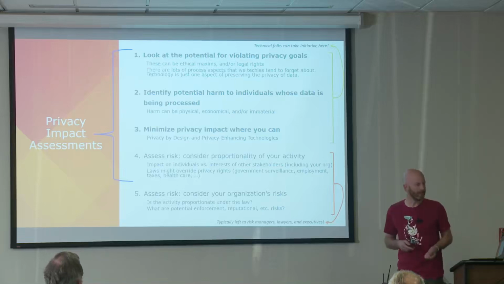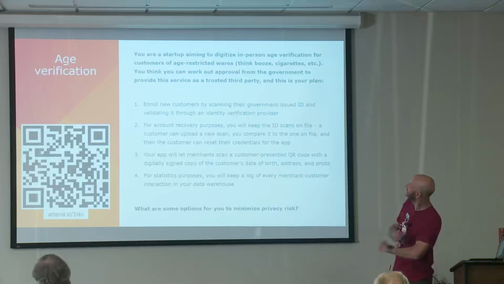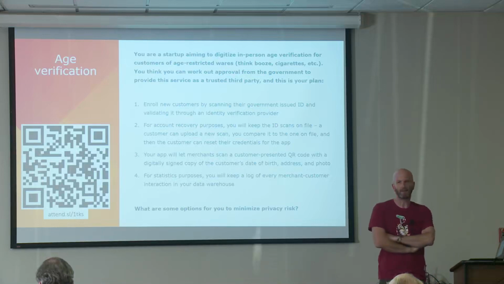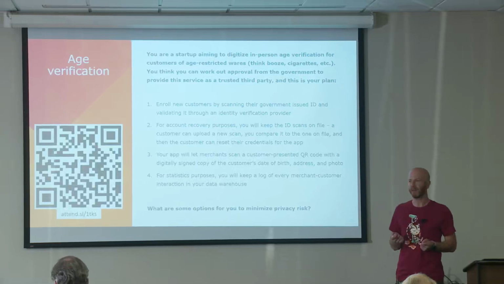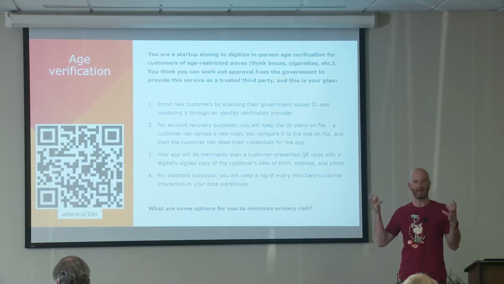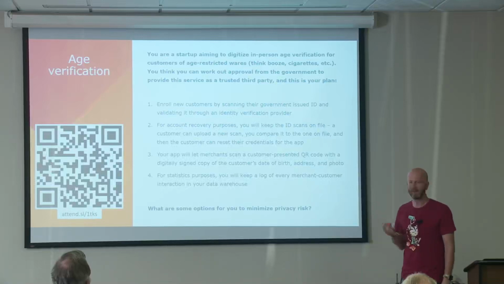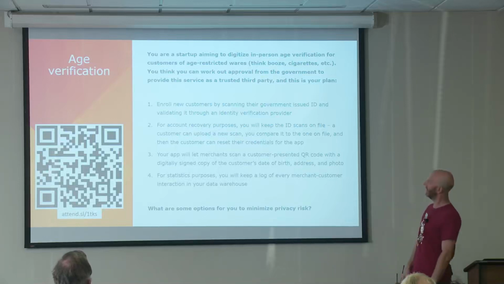Okay, I have one last doodle, and then we're done. So let's assume for a moment you're a startup, and what you're trying to do is digitize the way that people prove their age when they buy goods that are age restricted, like liquor or cigarettes or whatever, right? And let's assume you think you can convince whoever government is issuing IDs to their citizens that you can do that as a trusted third party. So you have a plan on how you can do that.